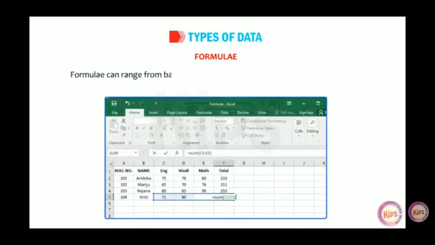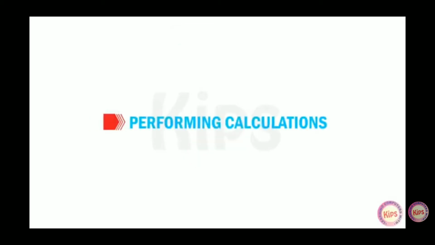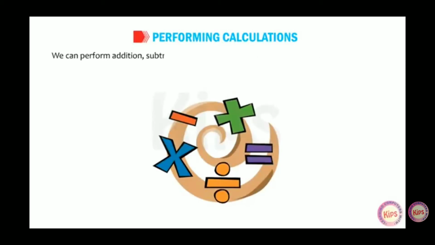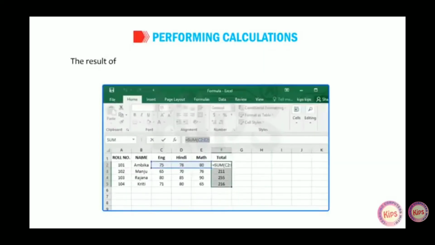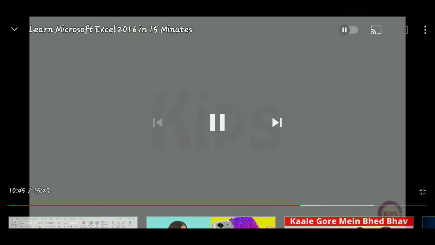Formulae can range from basic mathematical operations to complex calculation. Formulae begin with an equal to sign. Let us understand how to perform calculations. Excel has a powerful feature to perform calculations on the data. We can perform addition, subtraction, multiplication, and division of numbers either using formulas or using function. The result of the calculation is displayed in the cell where the formula is entered.